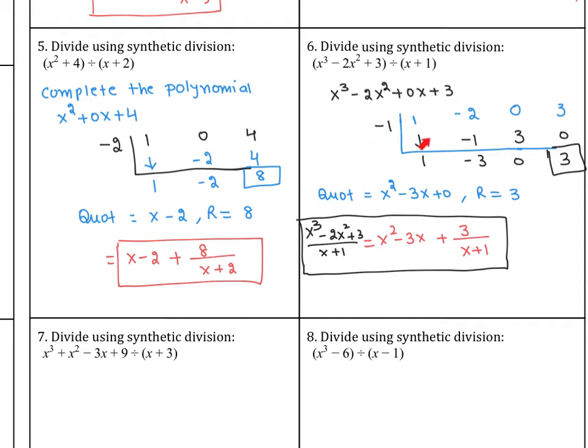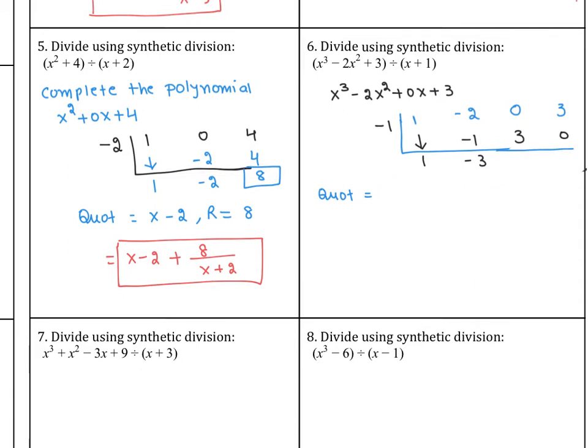1 times negative 1 is negative 1. Negative 2 plus negative 1 will give you negative 3. Negative 3 times negative 1 is positive 3. 0 plus 3 is 3. So you're going to write 3 here. And 3 times negative 1 is going to be negative 3. So I'm going to take the 0 out. I made a mistake earlier. So 3 times negative 1 is negative 3 here.